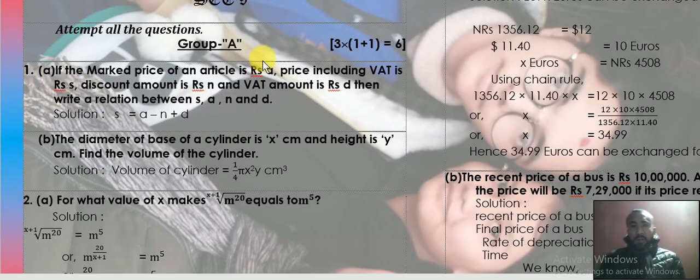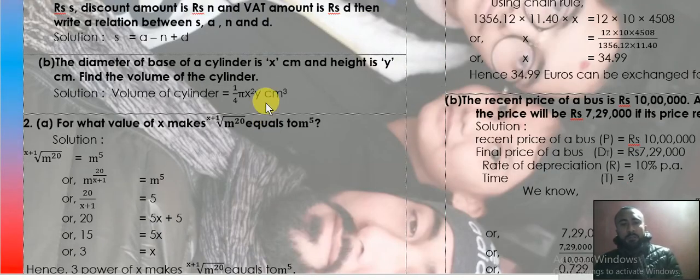So regarding group A, no need to write so many languages here, you just need to write the factual answer. Here the market price is A and the selling price including VAT is S, discount amount is N and VAT amount is D. We are asked to write the relation among S, A, N and D. Just writing S is equal to A minus N plus D, that's market price minus discount amount plus VAT amount is equal to SP with VAT. So it is enough, no need to write other things.